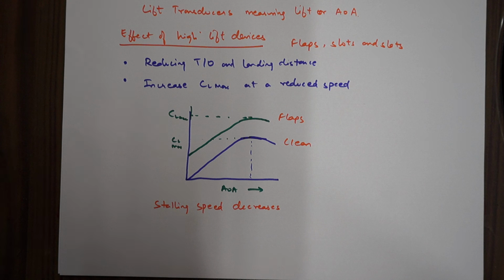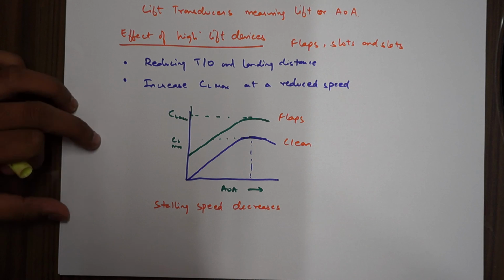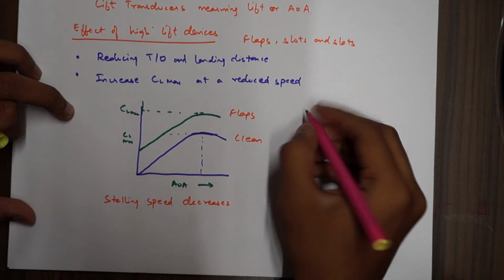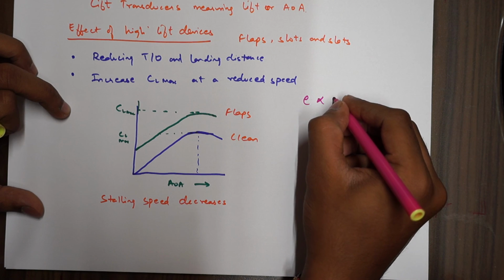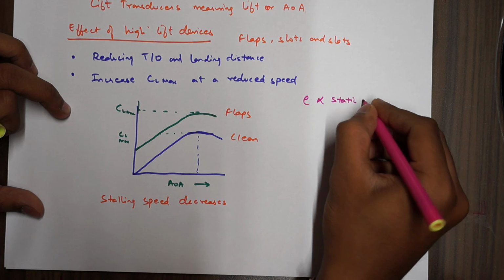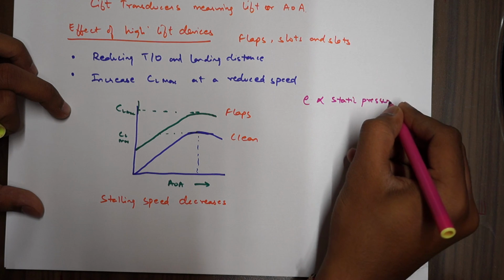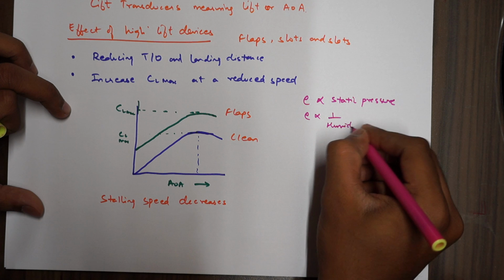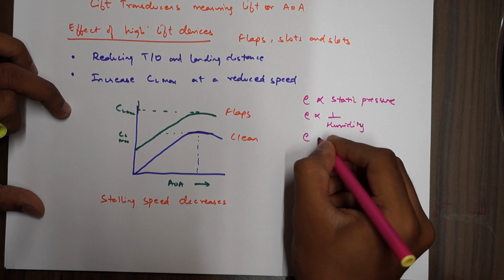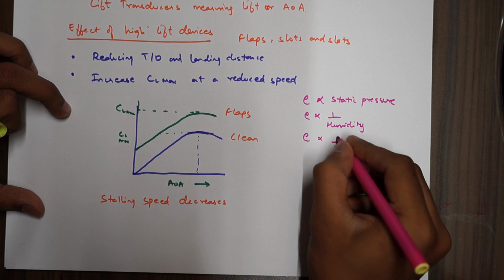Alright, so then already we have discussed lower air density, and just let me write down this thing, it is important, you guys note it down. So rho, that is density, is proportional to static pressure. Rho is inversely proportional to humidity. Rho is inversely proportional to temperature.